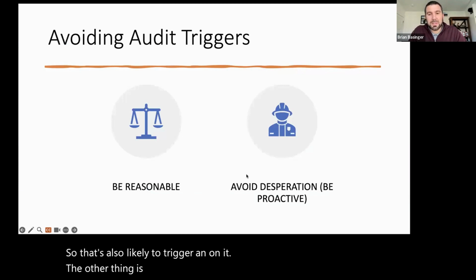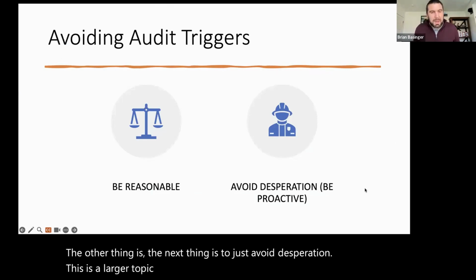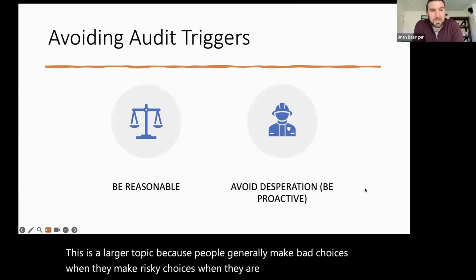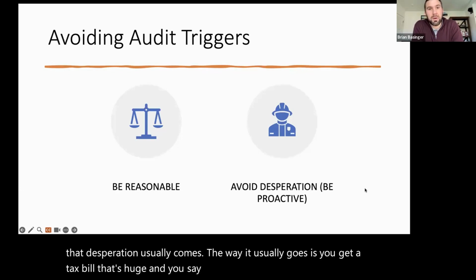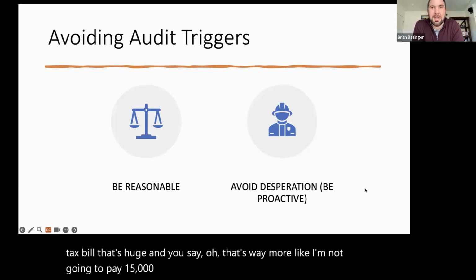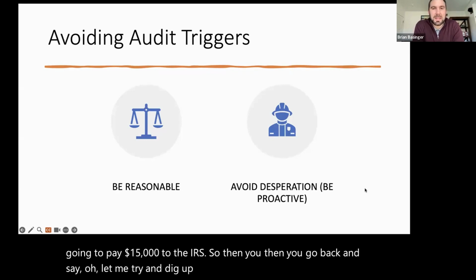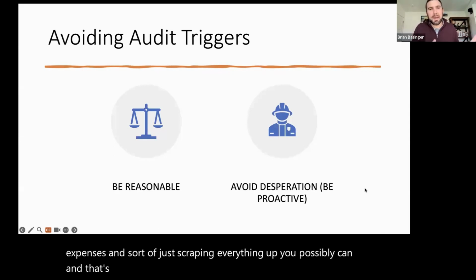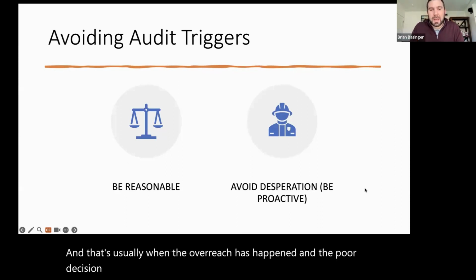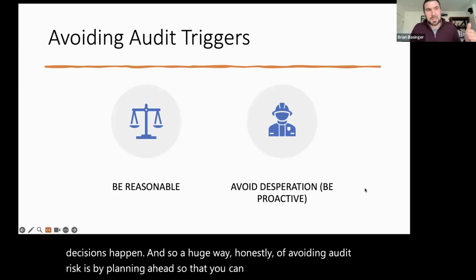The next thing is to just avoid desperation. This is a larger topic because people generally make risky choices when they are feeling desperate. And the way it usually goes is you get a tax bill that's huge and you say, I'm not going to pay $15,000 to the IRS. So then you go back and say, let me try and dig up some more expenses. And then you're retroactively going back and scraping everything up you possibly can. And that's usually when the overreaches happen and the poor decisions happen. And so a huge way, honestly, of avoiding audit risk is by planning ahead so that you can make some of these decisions consciously.